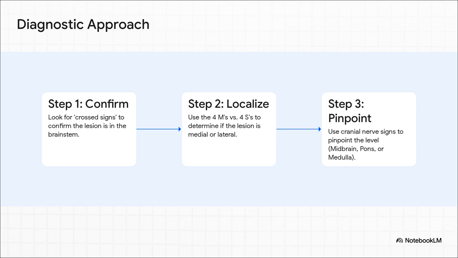Step 2, you analyze the other symptoms. Are they M problems like movement and vibration sense, or are they S problems like coordination and sweating? This tells you if the lesion is in the middle or on the side. And finally, step 3, you identify the specific cranial nerve that's affected. This acts like a GPS, pinpointing the exact vertical level of the stroke, whether it's high up in the midbrain, in the middle at the pons, or down low in the medulla.